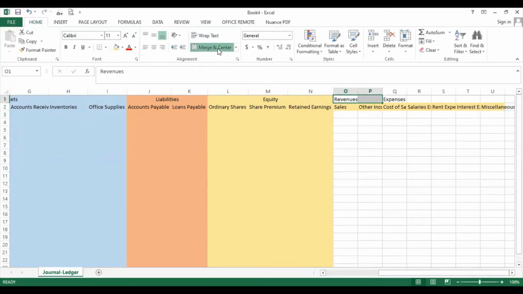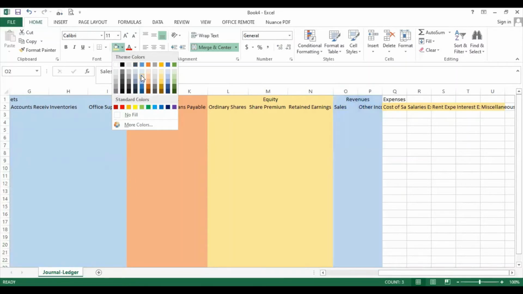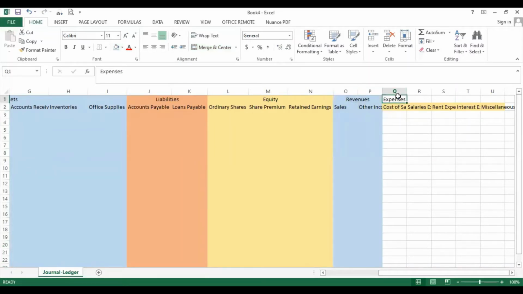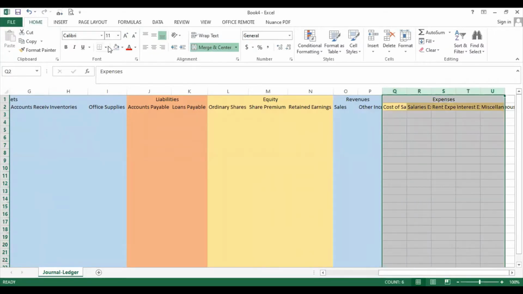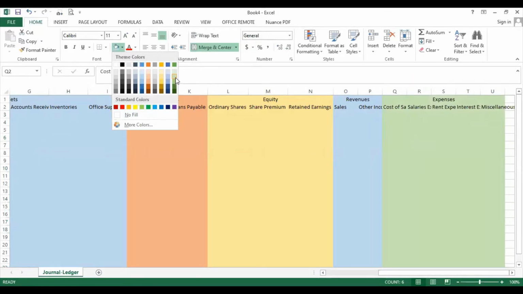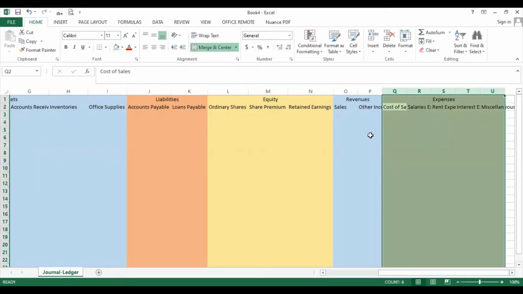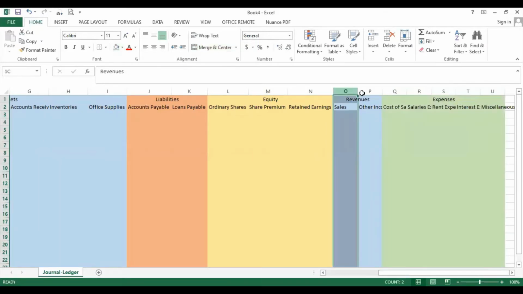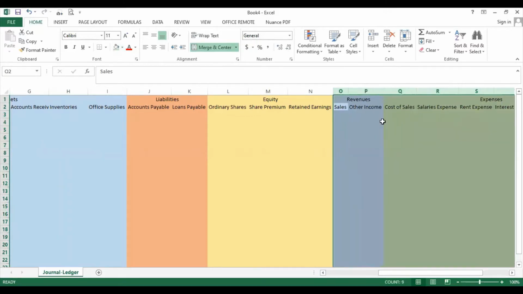So all of these are revenues. Let's merge. Let's change colors so it's easier for us, especially for you viewers, to see. And expenses also, to signify that all of these are expenses. So we merge this and color all expenses something different. Okay, again, to show all the contents, you just highlight and double click.